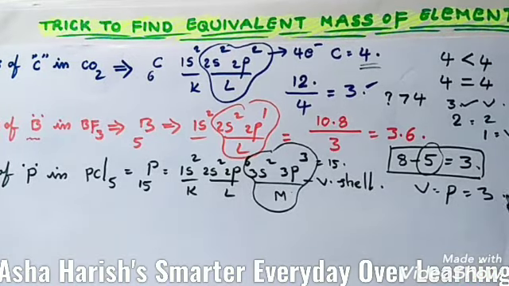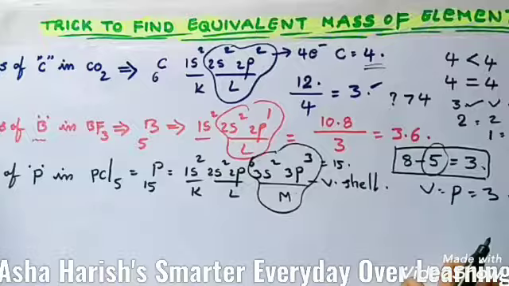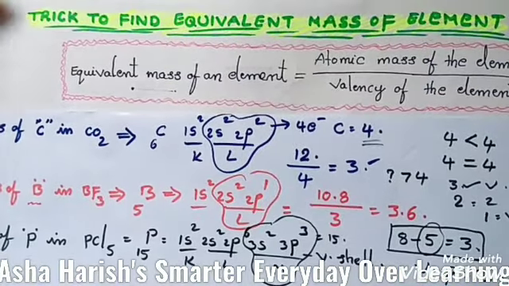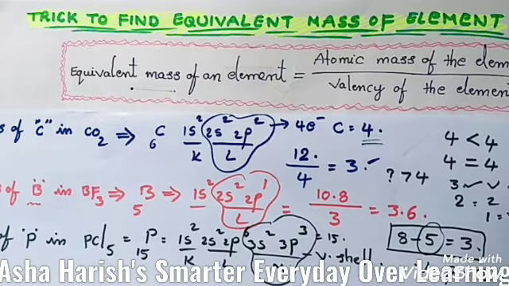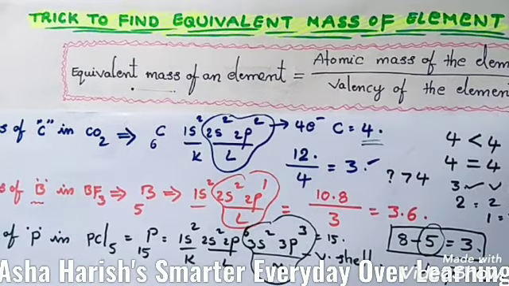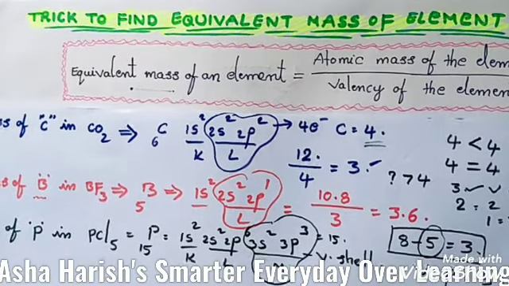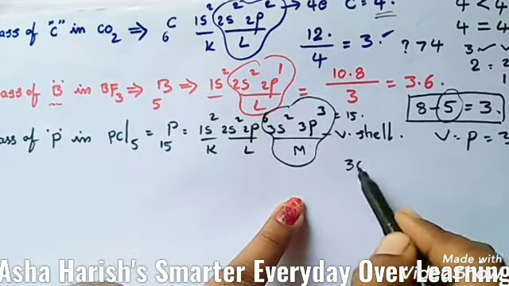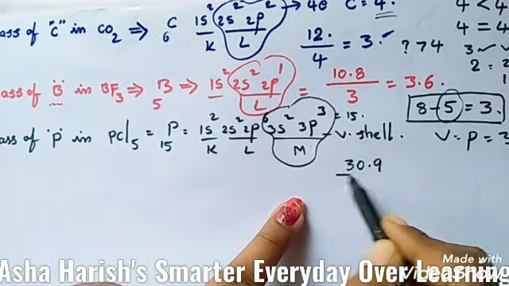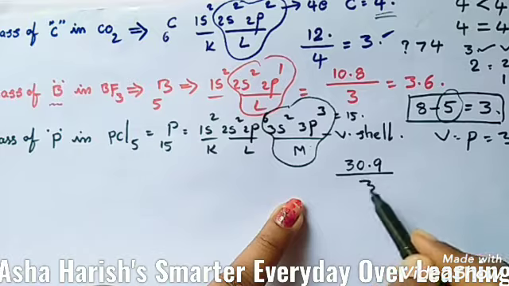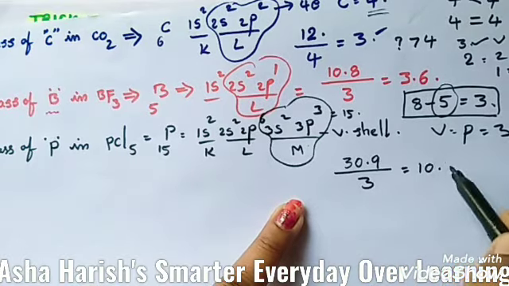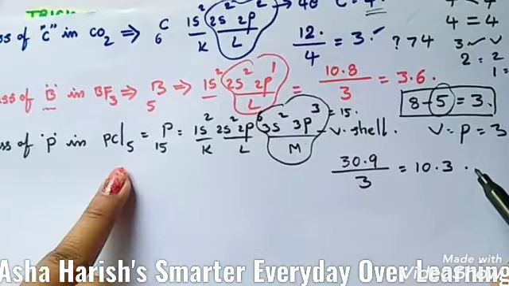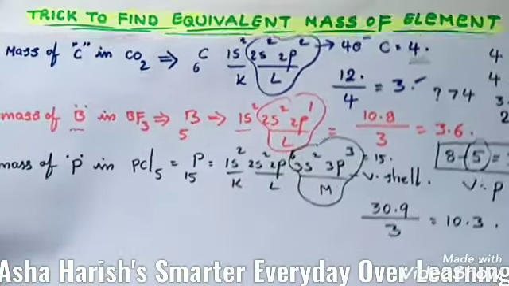Right, now according to this formula, the equivalent mass of an element is equal to the atomic mass of the element by the valency of the element. Here is the atomic mass of phosphorus. Students, how much? Atomic number is 15, so 30.9 by the valency 3, then 10.3 is the equivalent mass of phosphorus in PCl5. We shall go for the next example.